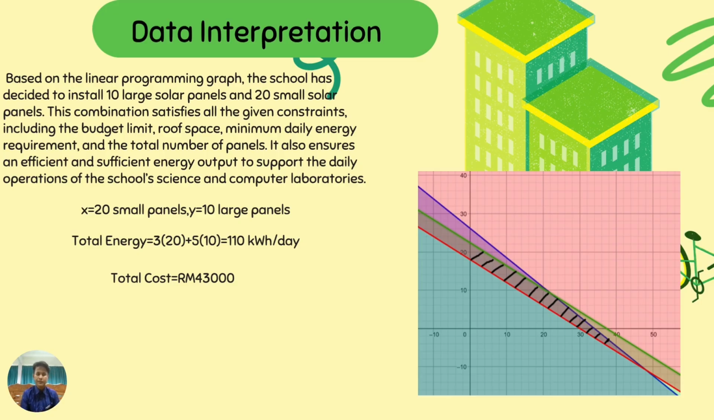So I conclude that we choose 20 small solar panels and 10 large solar panels, which, after we calculate, can generate about 108 kilowatts a day, and after we calculate the cost, it will cost approximately 43,000 ringgit. That's for data interpretation.